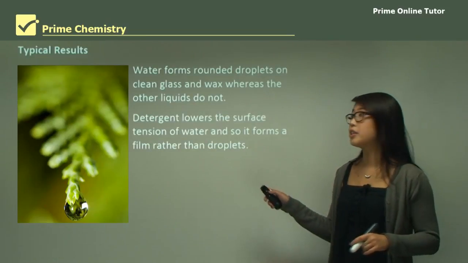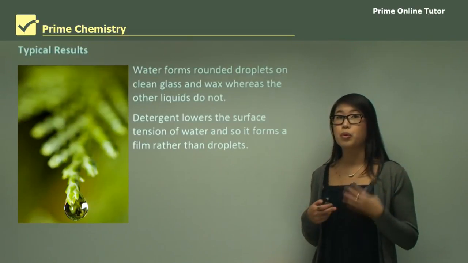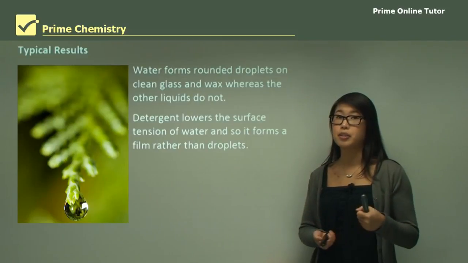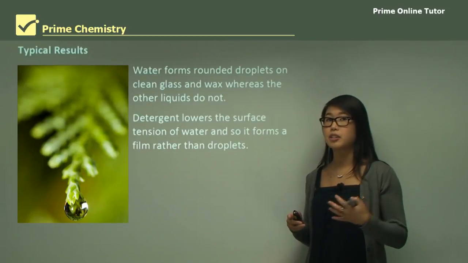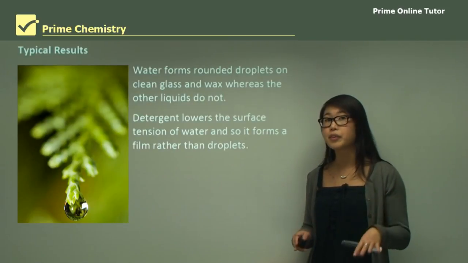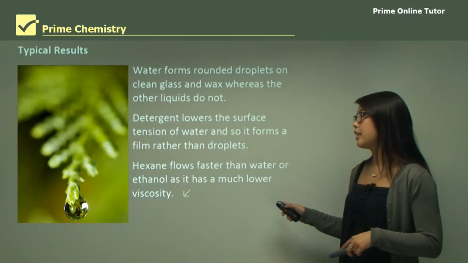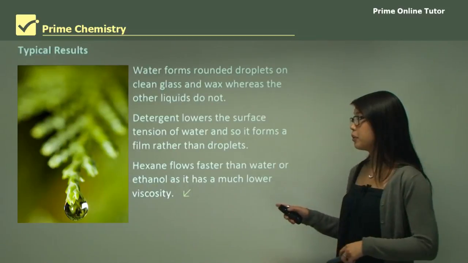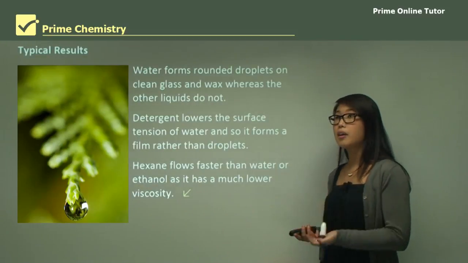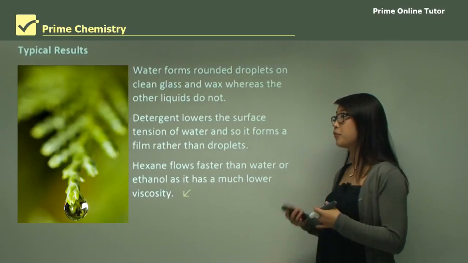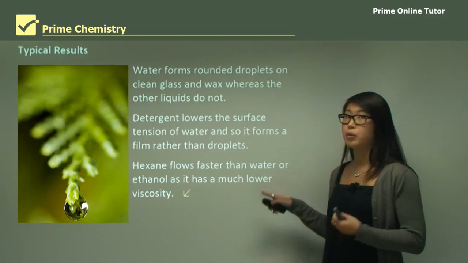Detergent lowers the surface tension of water, so it forms a film rather than droplets, because it's interacting with the water and breaking up those intermolecular bonds. That means it can't have the strong bonds it usually has that give it high surface tension, and that's why it forms a film rather than droplets. Finally, hexane flows faster than water or ethanol because it has a lot less viscosity. Hexane has dispersion forces, so it's able to flow a lot better than ethanol, which has some dipole-dipole forces, and water, which has hydrogen bonding.